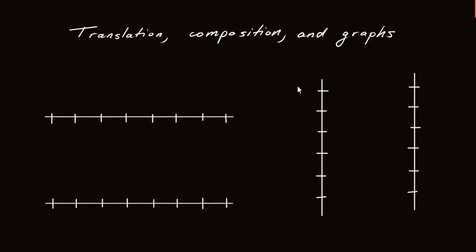Hi, in this video we want to talk about translation, composition, and graphs. So we want to discuss how does a graph change when we translate either the x variable, the independent variable, or the y variable, the dependent variable. This translation is affected by just subtracting or adding a number.